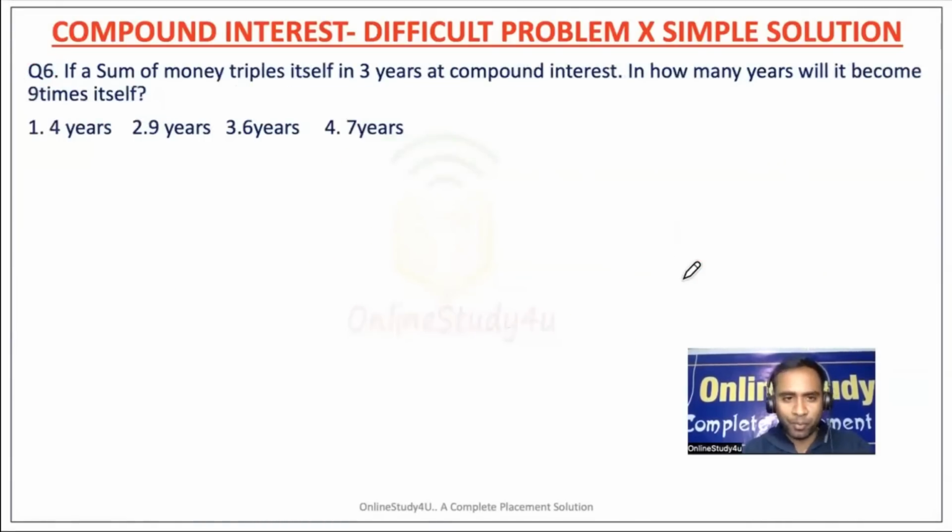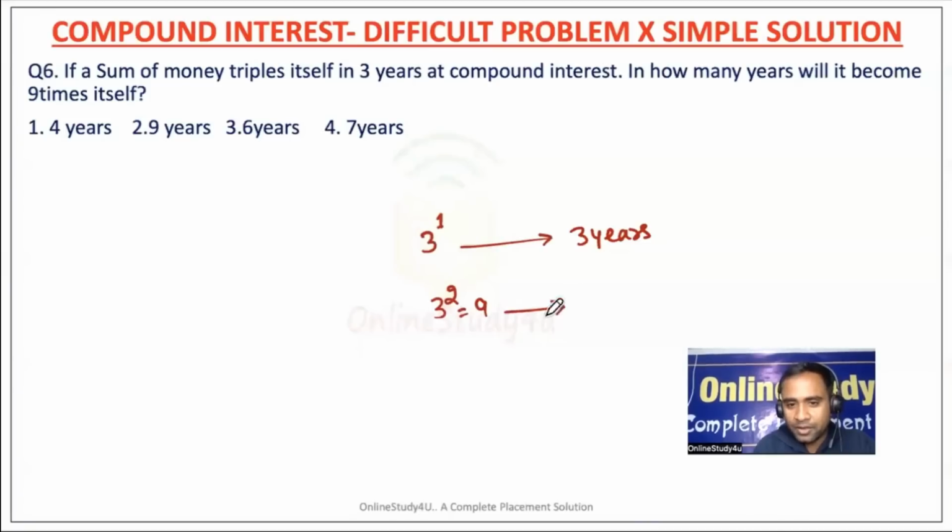Let us take one more problem. If a sum of money triples itself, that means 3 to the power 1, in 3 years at compound interest, then in how many years will it become 9 times? 9 times is nothing but 3 square, right? So this is 2 multiplied with 3. So 3 into 2 will be what? 6. So 6 years will be the correct answer, right?